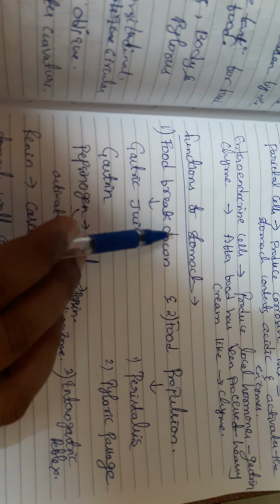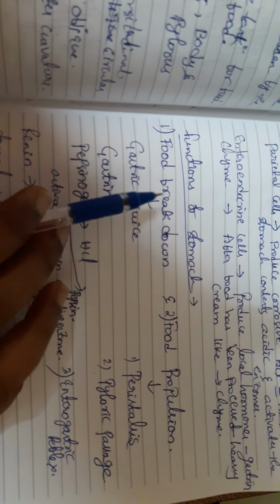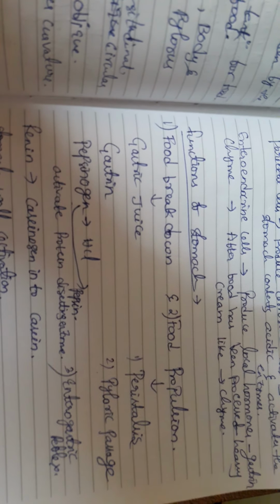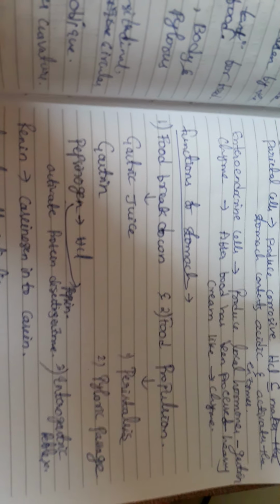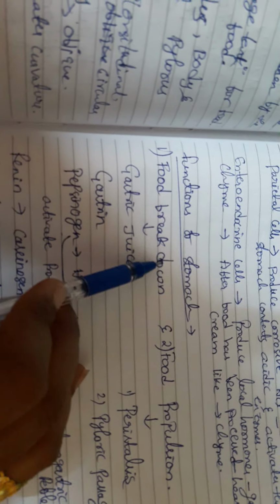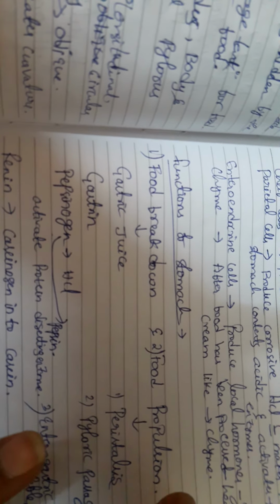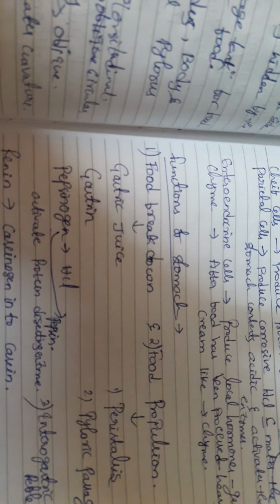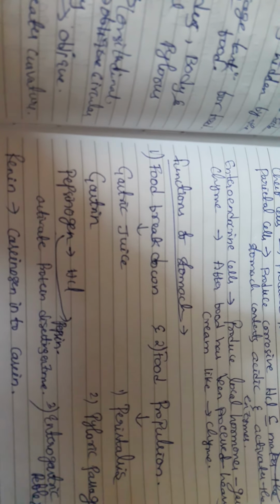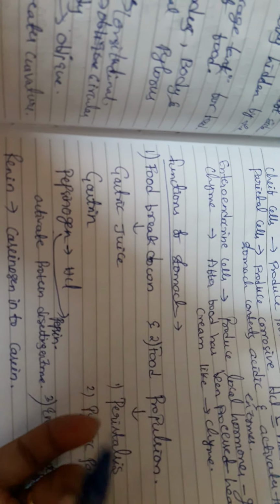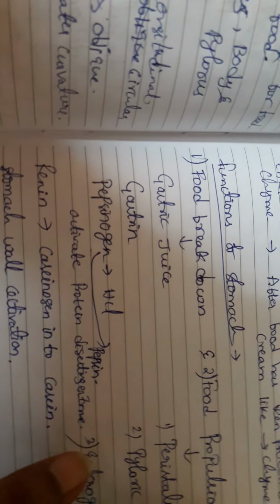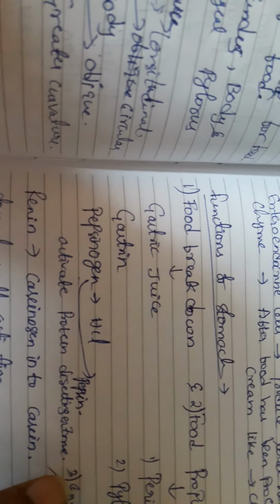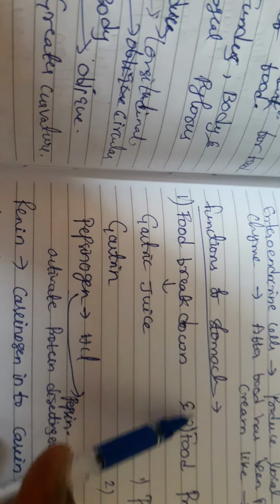How does mechanical digestion take place? When the sight, smell and taste of food occur, it automatically stimulates the parasympathetic nervous system, which increases the secretion of gastric juice by the stomach glands. Actually, the secretion of gastric juice is involuntary in function. Whenever you see food, smell it or taste it, it automatically stimulates the parasympathetic nervous system, which increases the secretion of gastric juice by the stomach glands.